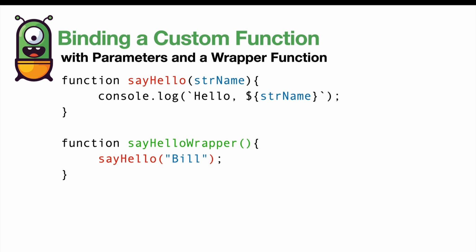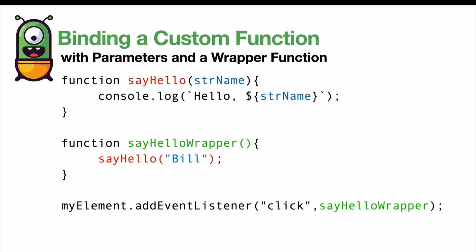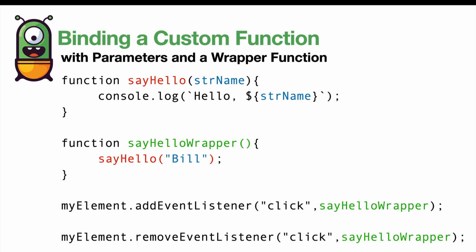So we would create a wrapper function, and then that allows us to do the add event listener with the direct call to the say hello wrapper function. And then later, it allows us to use remove event listener with that same name. Remember, when you add an event listener, if you want to remove the event listener later, you must use the exact same function name for both in the exact same way. Otherwise, it won't work.